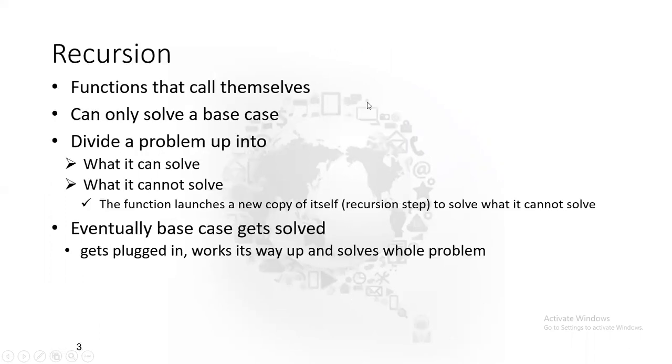For recursion, it is actually the functions that call themselves. So you only solve a base case, and it will divide the problem up into what it can solve and what it cannot solve. So a function normally is going to launch a new copy of itself to solve what it cannot solve. So eventually the base case gets solved, gets plugged in, works its way up and solves the whole problem. So you are probably thinking that I'm just reading the whole thing, right? But don't worry, I'm going to show you examples of how the recursions actually work.